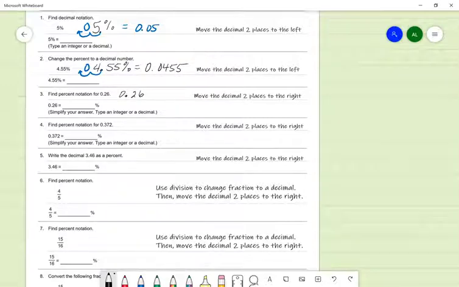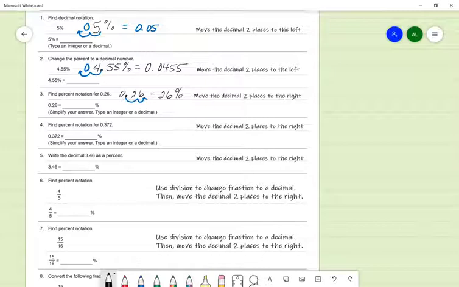We have our decimal point right now between the 0 and the 2. So we're going to move that decimal point 2 places. Now that it's behind the number 26, we write 26 and of course include the percent sign, and 0.26 is equal to 26%.